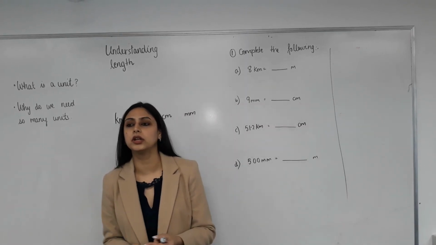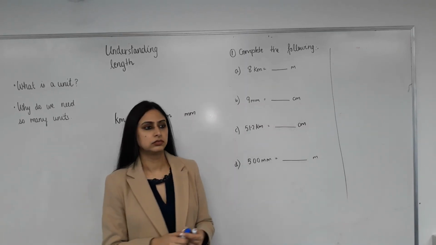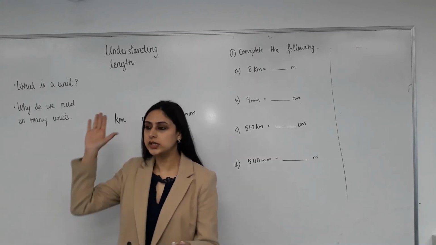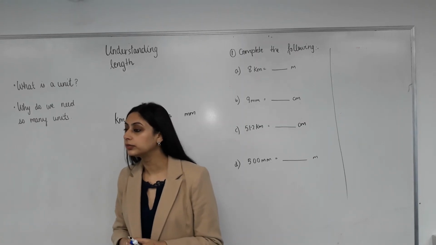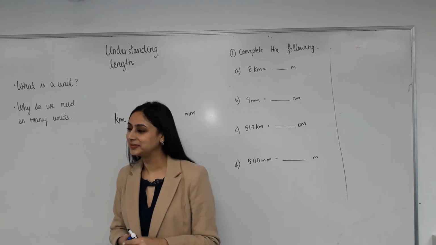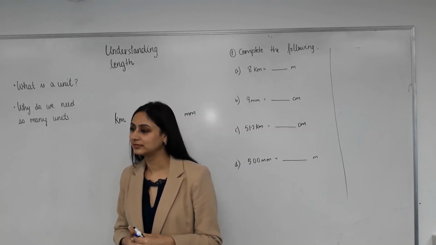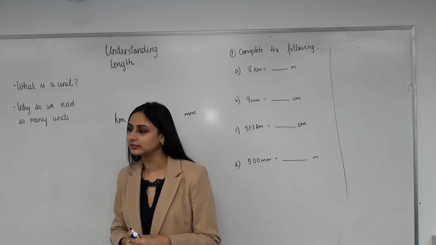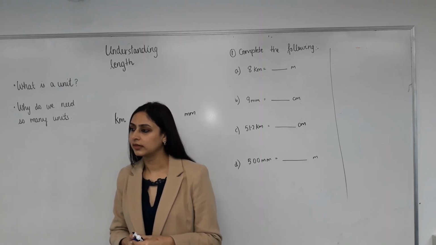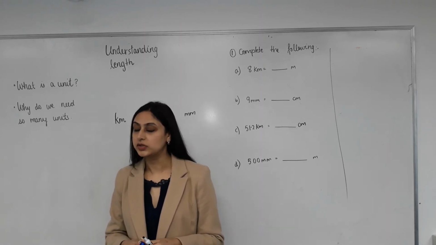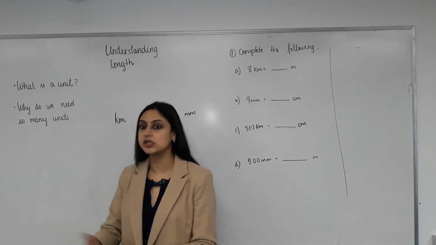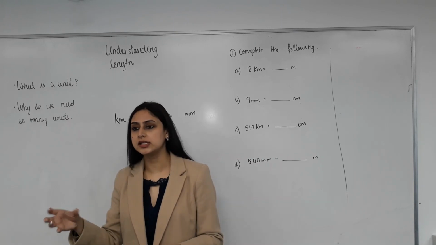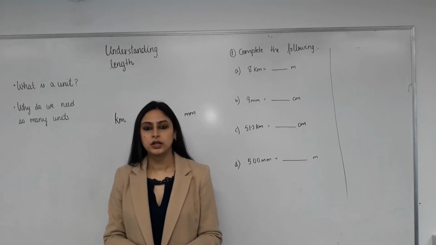A unit. What is a unit? A unit is a way of measuring length. Could be centimeters, meters, kilometers, miles, feet, yards. Perfect. So we can measure length in centimeters, meters, kilometers, miles, feet, yards, inches. Yeah, that is correct. These are units. Why do we need a unit?